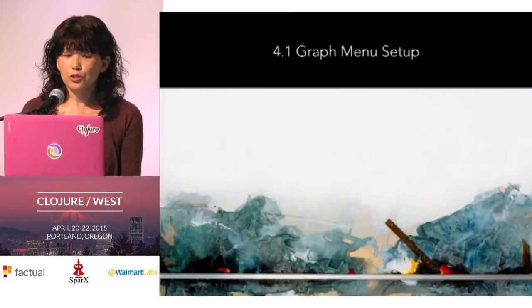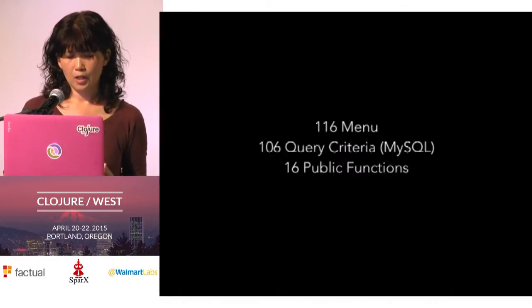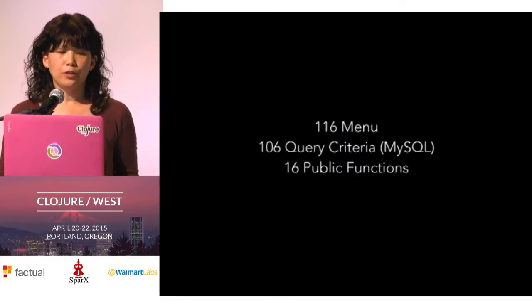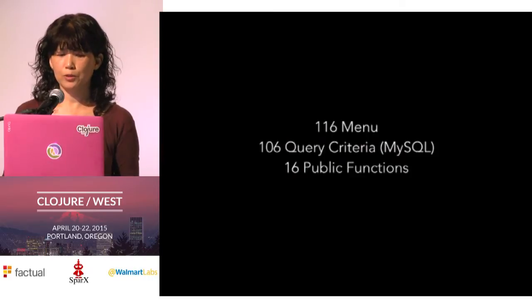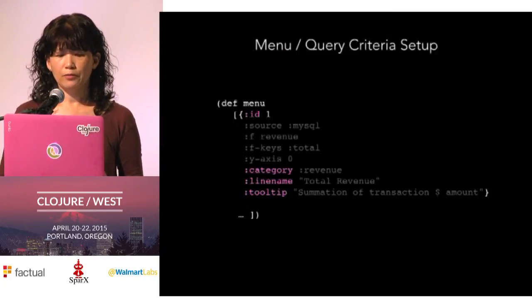Now, I'm going to show you how we set up the user interface dynamically. We have a total of 116 menu criteria at the moment. In the MySQL namespace, we have 16 functions which construct 106 queries whose data source is MySQL. We define the menu as a vector of maps. Each map represents a criteria such as total profiles.